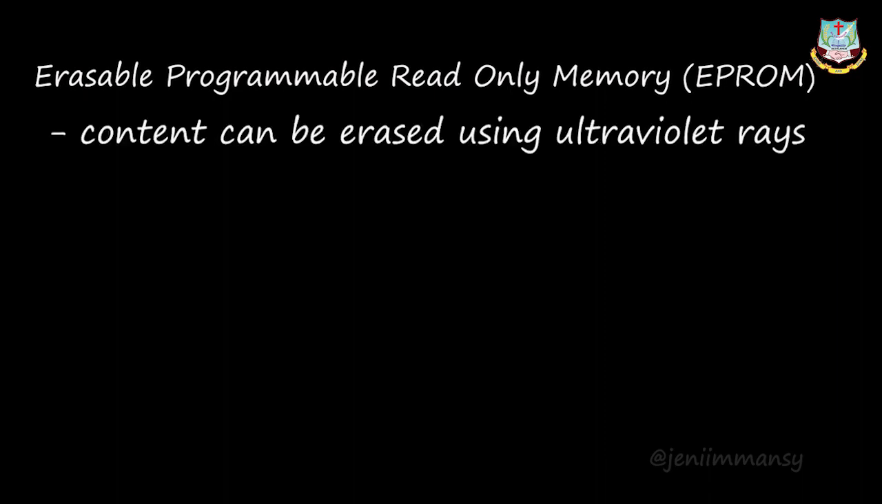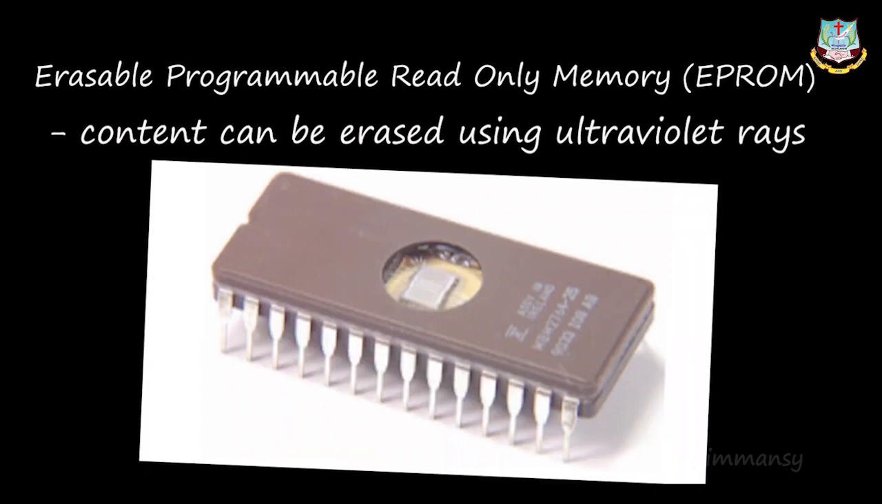And the next one is erasable programmable read-only memory. From the word itself we can say it is erasable programmable read-only memory. Already we have seen what is programmable read-only memory. This is erasable programmable, that means we can erase the content which is in this programmable read-only memory. This erasing process can be done using ultraviolet rays. When the content in this EPROM is exposed to ultraviolet rays, the contents will be cleared so that it can be reprogrammed. Another program can be written inside this EPROM.